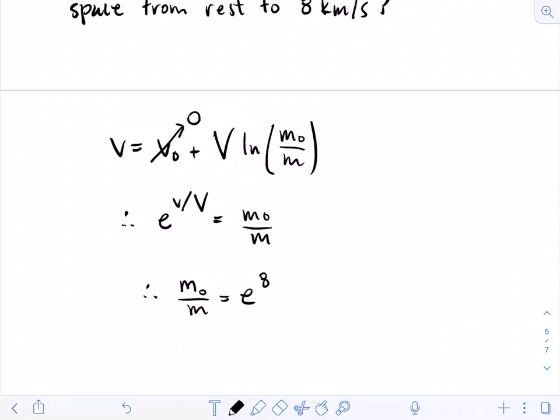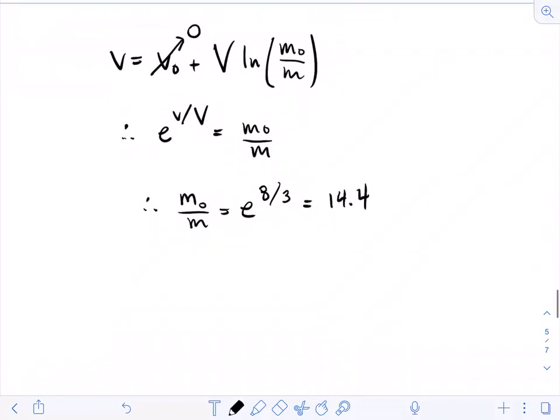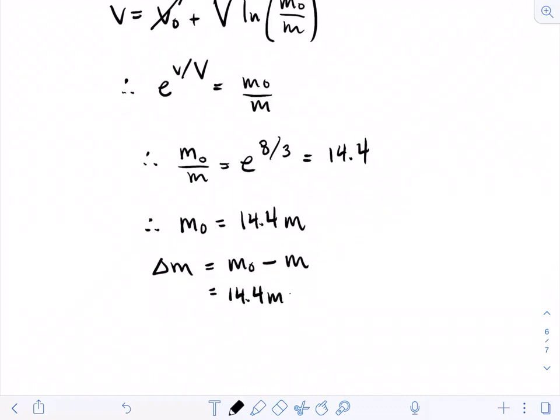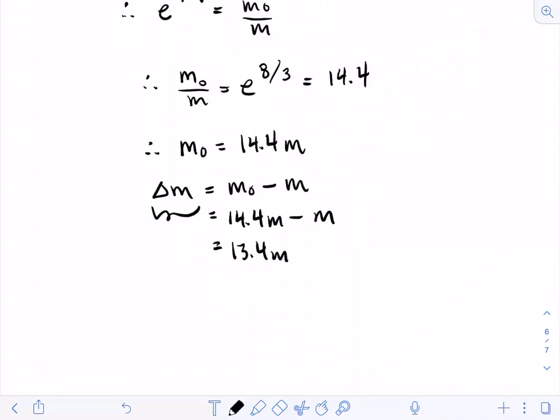And so that would mean, therefore, that m0 over m would be equal to e to the power of 8 over 3. We wanted a final speed of 8 kilometers per second with a relative velocity of fuel at 3 kilometers per second. And so if you put that into your calculator, you get 14.4. That means the initial mass has to be 14.4 times the final mass. The change in mass of the rocket is its initial mass minus the final mass, which is 14.4 m minus m, which is 13.4 m. This must be how much fuel we've burnt, so this is the mass delta m of the fuel.